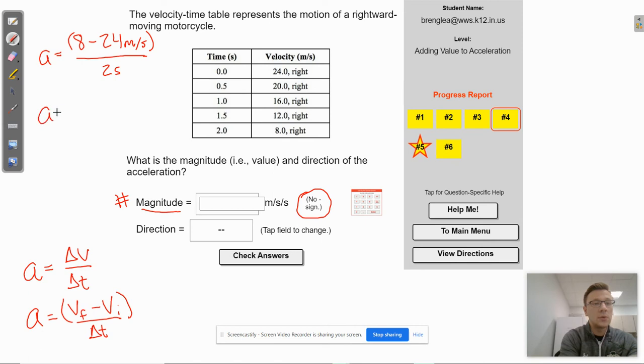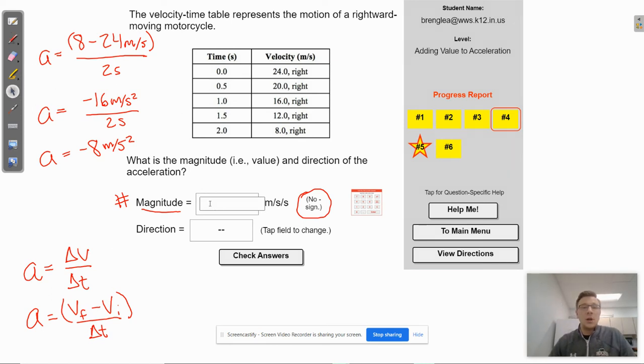Okay. So this means that it's going to be negative 16 meters per second over 2 seconds, which is going to come out to be negative 8 meters per second squared. Now, once again, we're not going to include the negative sign on this particular exercise because we are going to identify the direction based on what it has told us. It says that the object is moving to the right. We know that it's slowing down. So the direction of the acceleration must be to the left. The magnitude of the acceleration is 8.